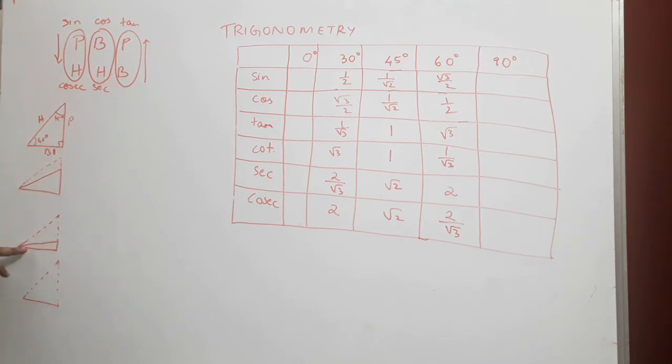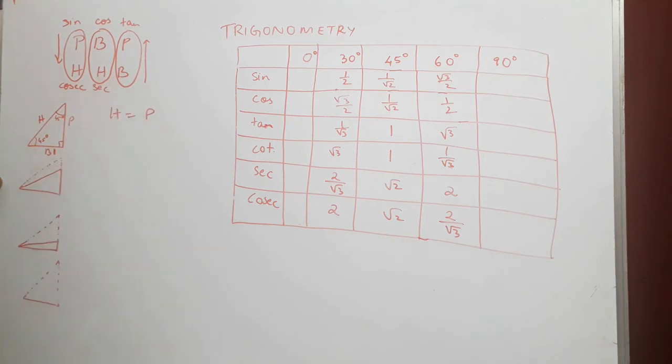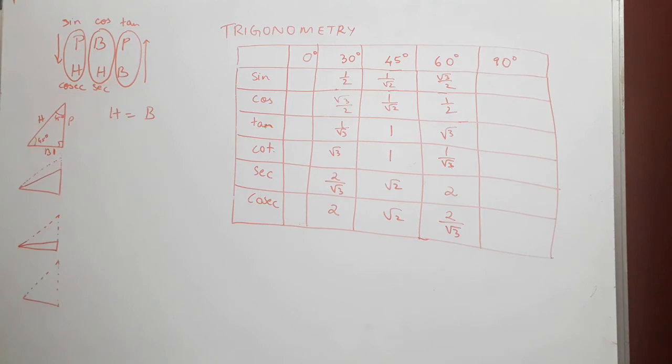The second one shows you that the hypotenuse has come right down. Okay, and the third one doesn't show you where the hypotenuse is because the hypotenuse has now merged with the base. The hypotenuse has become the same as the base, as a result of which your hypotenuse has become equal to the base.